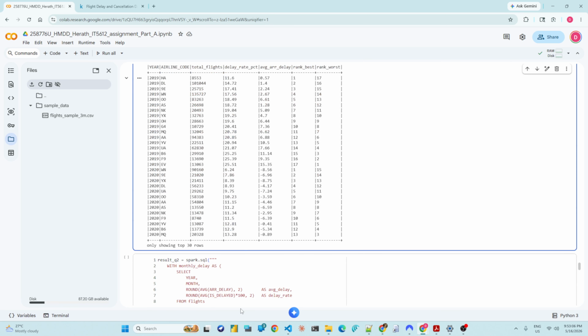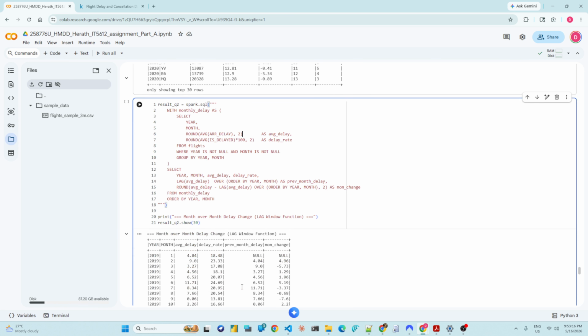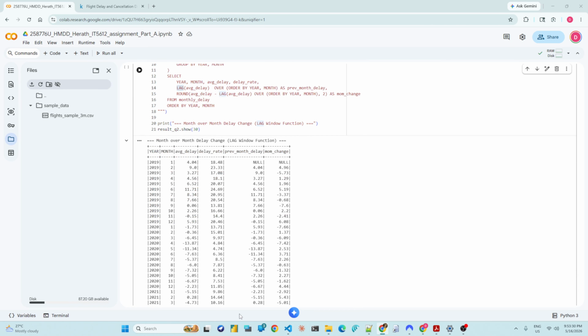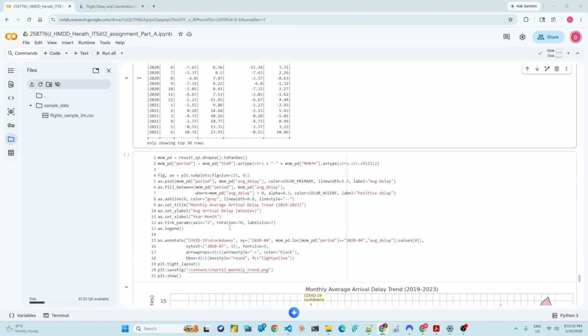And the second one uses the lag window function to compare each month's average delay against the previous month. So this is a classic time series pattern in SQL analytics, and this also runs efficiently on Spark's distributed engine on very large data sets.